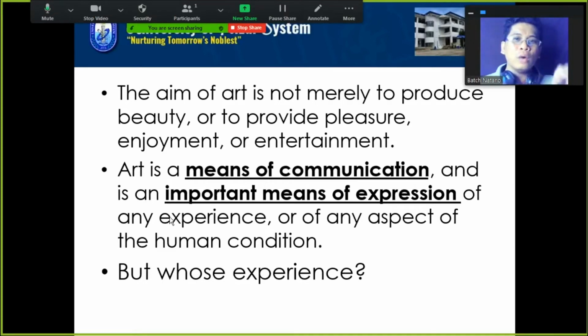So ano, kung hindi raw ang purpose ng art is to produce beauty and provide pleasure, enjoyment, and entertainment, ano ba talaga ang art? Paulit-ulit na binabanggit ni Tolstoy na art is a means of communication and is an important means of expression of any experience or of any aspect of human condition. But whose experience? It is the experience of the artist himself or herself.